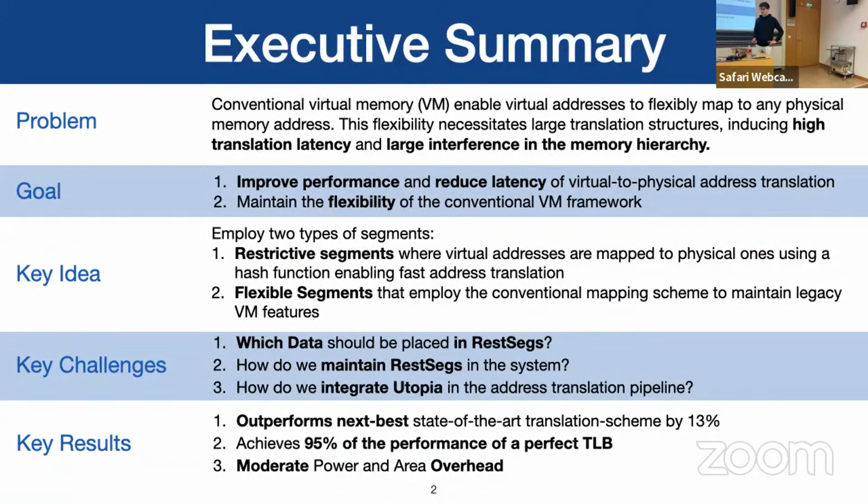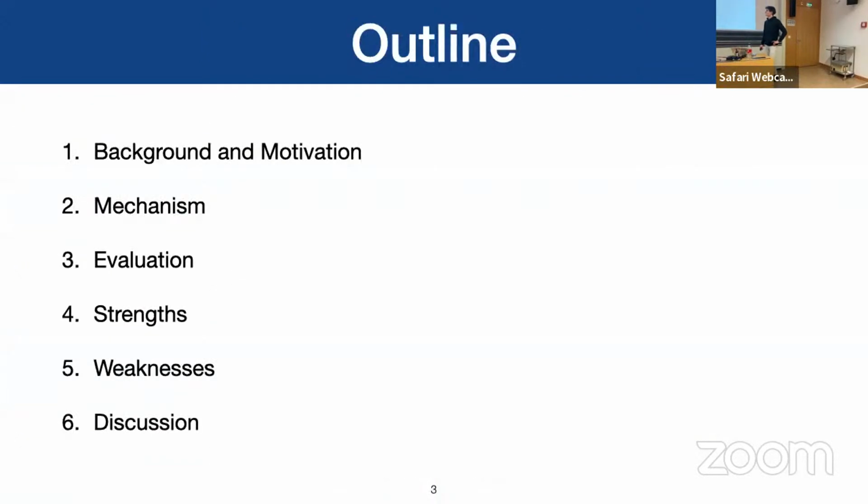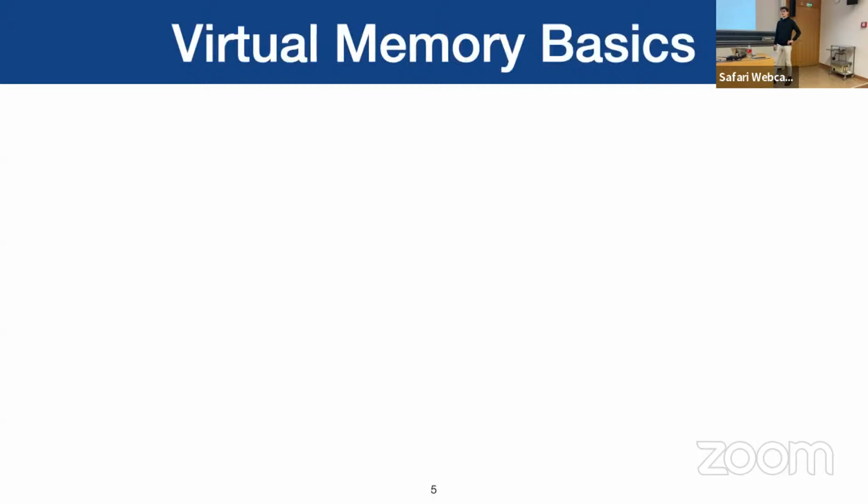Let's dive into the outline of this talk. First, I'll give some background and motivation, although we'll go through this very briefly because you've seen most of it in the presentation about Victima already. Then I'll explain the mechanism behind Utopia. How does it work? We'll look at the evaluation of the performance, then see some strengths and weaknesses, and later have an open discussion about it.